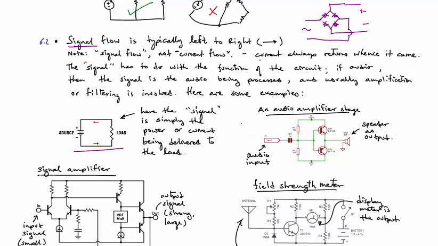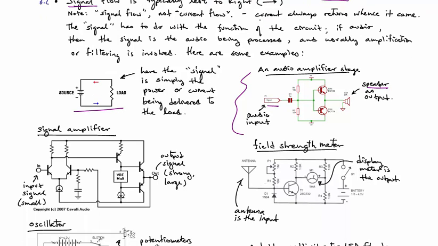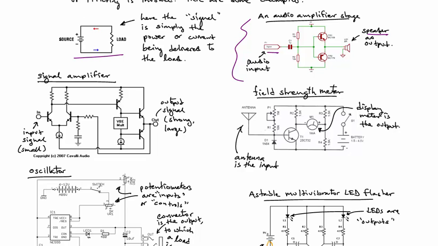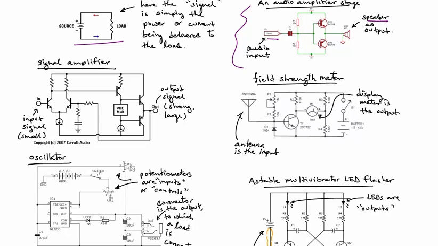This schematic here is an audio amplifier stage, and it's hard to see here, but this is the audio input on the left, and we have speakers on the right. And so the audio signal is flowing from the left to the right. I'll let you take a look at these other ones. I also talk about these in Lab 1, pre-lab.